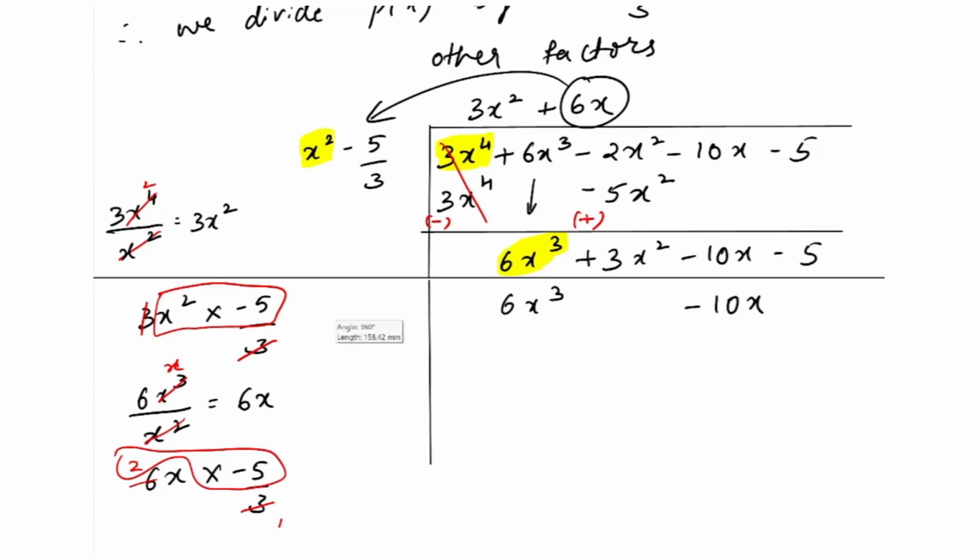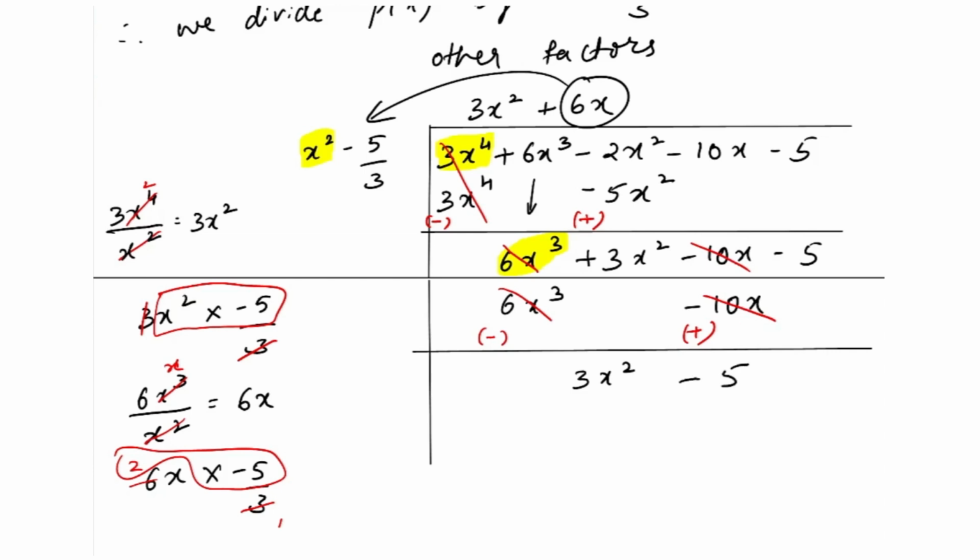So now let us subtract this. So before we subtract, we'll change the sign. Plus will change to minus and minus will change to plus. So here 6x cube and minus 6x cube will get cancelled. We don't have x square term, so we'll keep this as it is, 3x square. And here minus 10x and plus 10x will get cancelled. Now we are left with minus 5. So next.